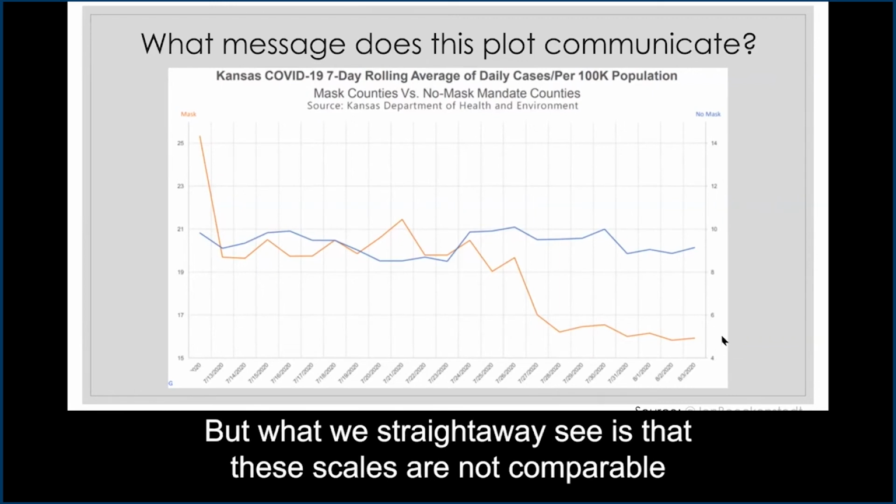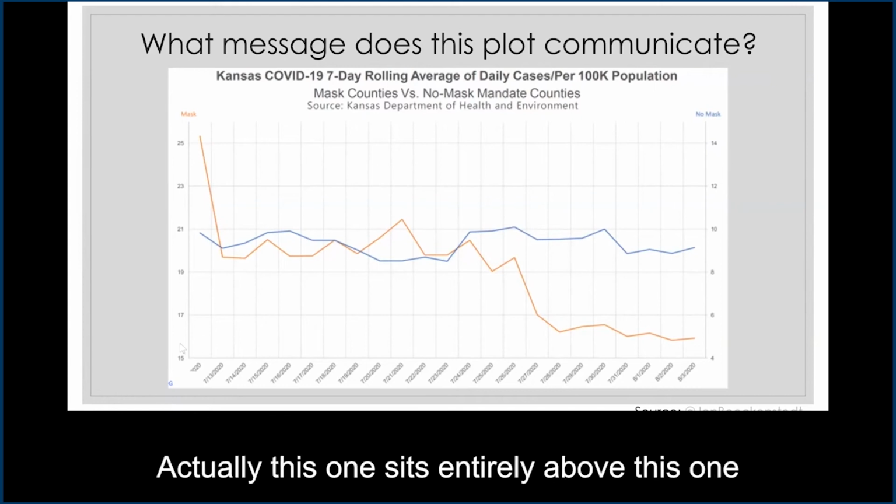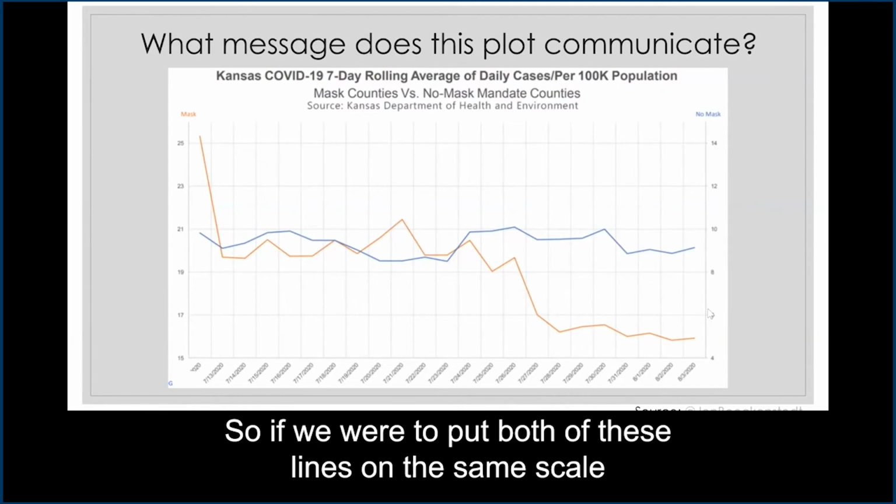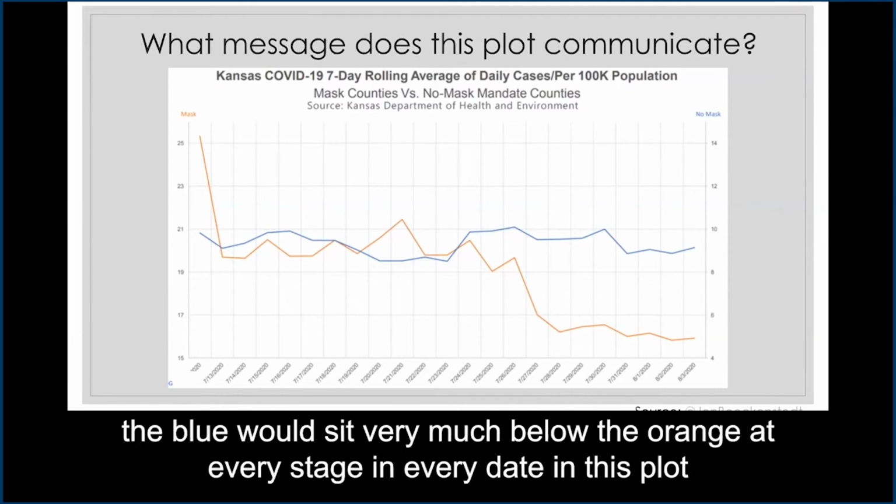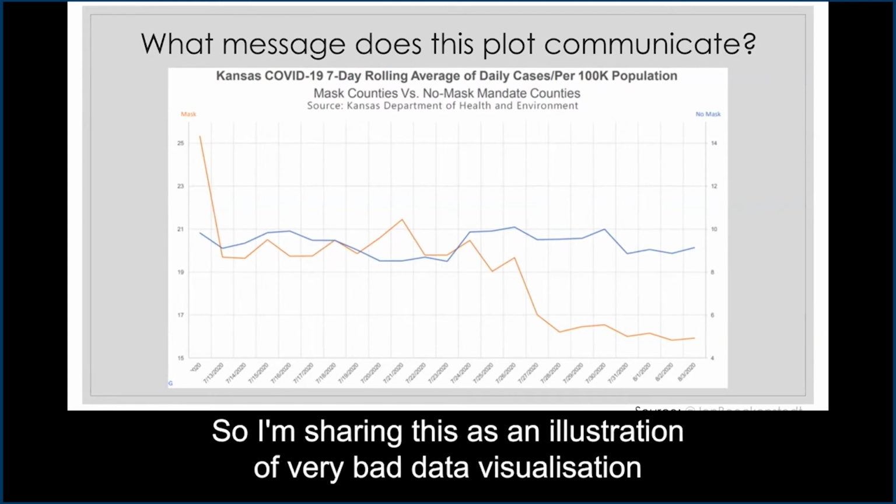But what we straight away see is that these scales are not comparable. Actually, this one sits entirely above this one. So if we were to put both of these lines on the same scale, the blue would sit very much below the orange at every stage, at every date in this plot. So I'm sharing this as an illustration of very bad data visualization.